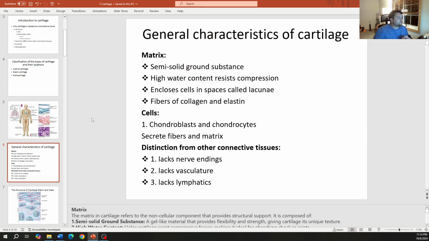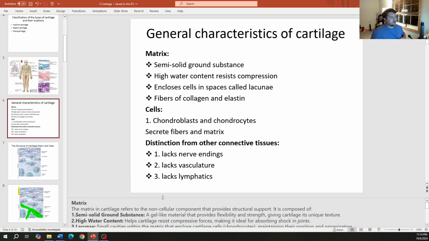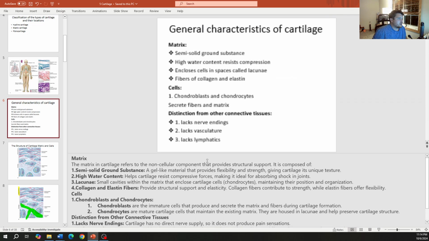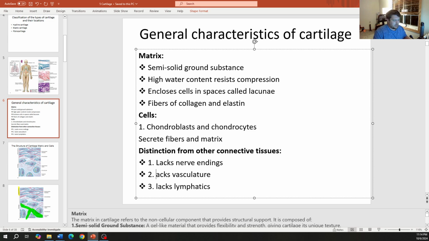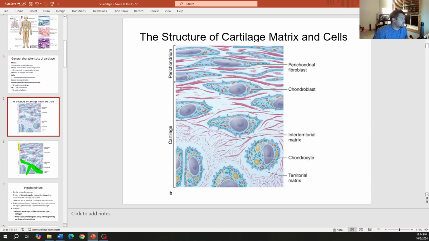So just a little bit of review, just so that we remember some of our definitions, some of our terminology. I have it all written down here, just a brief explanation of each part of these, but we look at the ground substance, the water content, the cartilage lacking specific tissues, like lacking the nerve endings, it lacks direct vasculature as well as lymphatics. We'll see why or how it's able to get away with that in a minute.